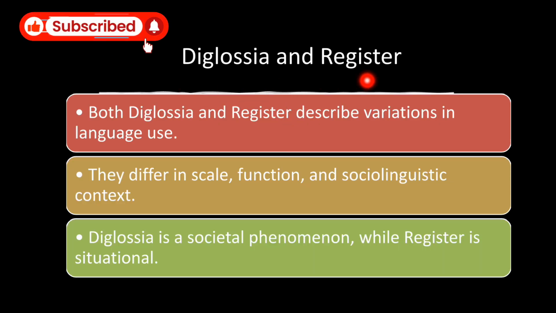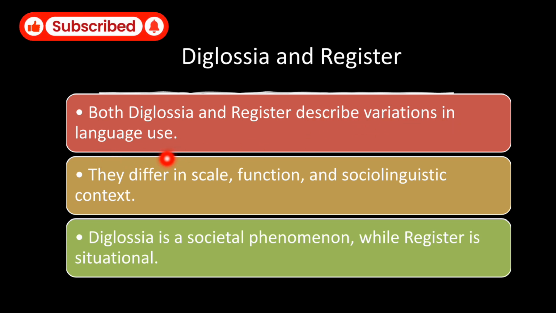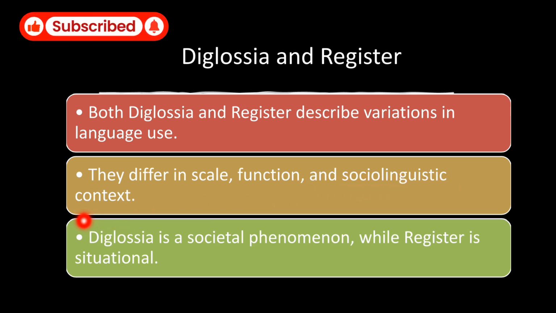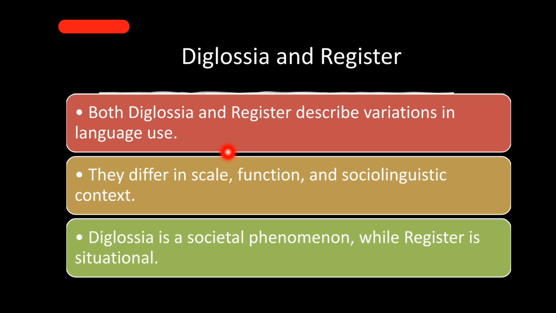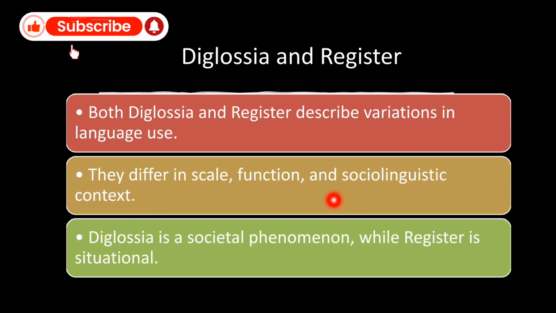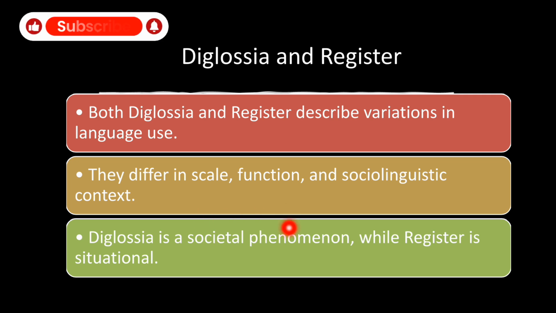Diglossia and register, some more explanation. Both diglossia and register describe variation in language use. So they differ in scale, function, and sociolinguistic context. They differ in what? In scale. How much variation is there, and what is the function? And sociolinguistic context, in which context you are. So diglossia is a societal phenomenon while register is situational.